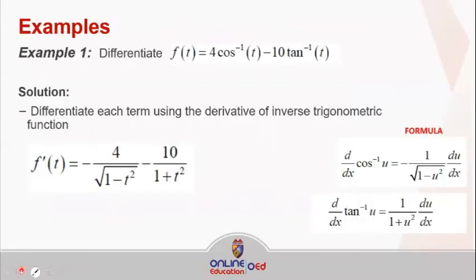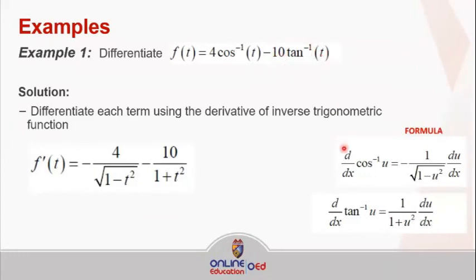So, for this problem, in-include ko na rin yung formula na pwede natin gamitin kasi ang first problem daw natin is we need to differentiate f of t is equal to 4 cosine raised to negative 1 t minus 10 tangent raised to negative 1 t. So, an application, sabi natin, we need to know yung formula for the inverse ng cosine natin. And we also need to know yung formula for the inverse ng tangent natin, which is ito.